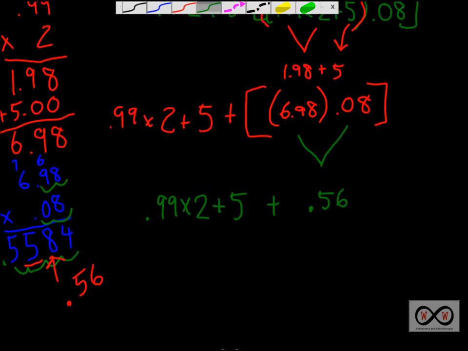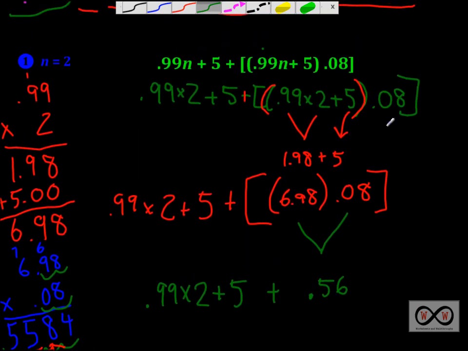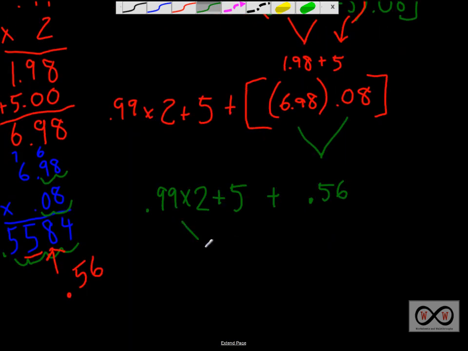Okay, let's see what we've got so far. Remember, we did the work for this innermost portion of the parentheses. So we had 99 cents times 2 plus 5. We calculated that out to be $6.98. So, since we've already done the work for that, we really don't have to repeat those steps. So all of this, of course you would multiply first and then add, would equal $6.98 plus our 56 cents tax.